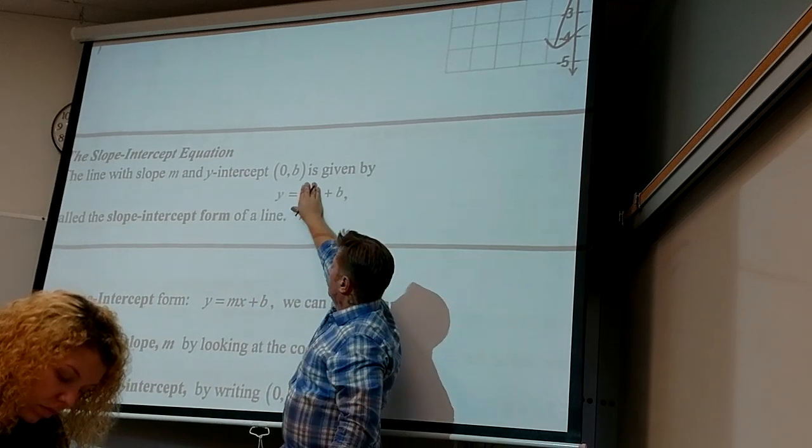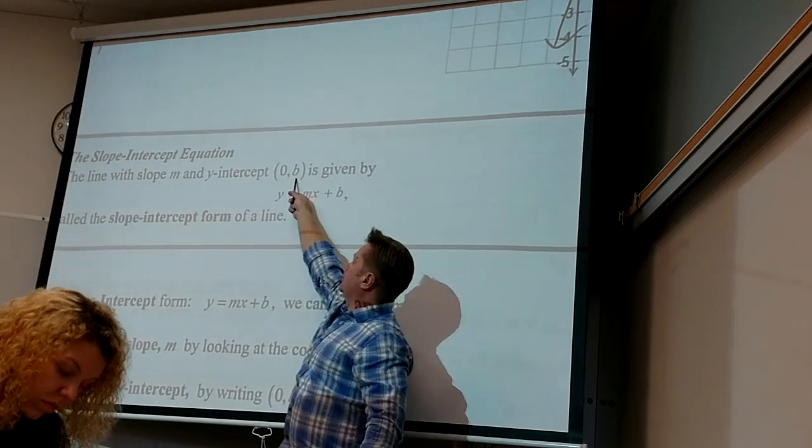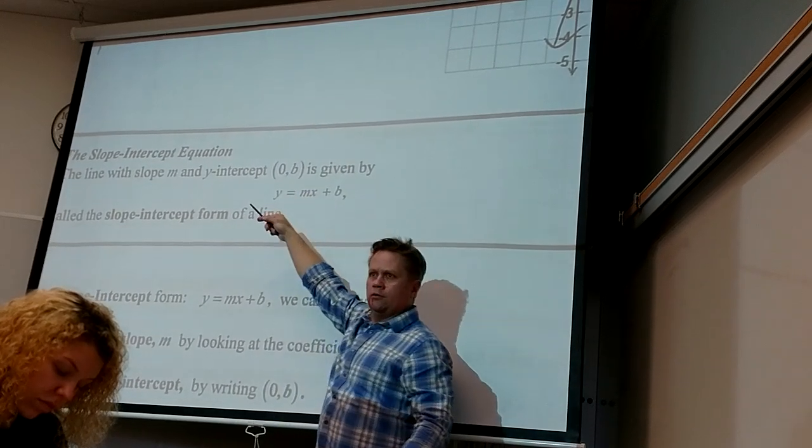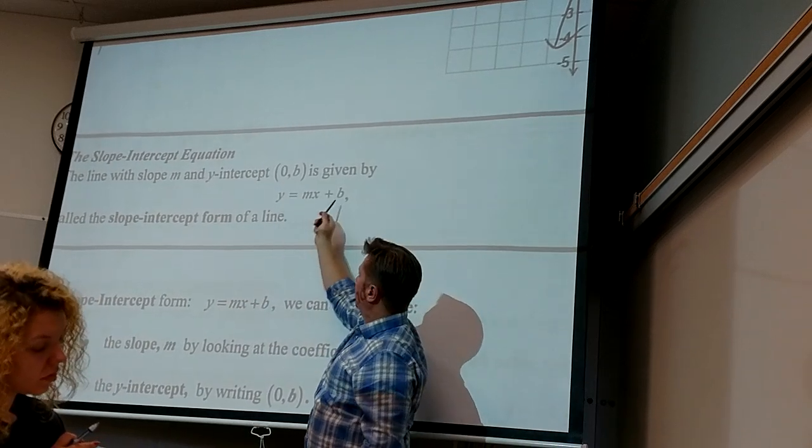So if I put a 0 in for x, what do I get for y? That's why whatever number that is is always going to be the y-intercept, because it's what you get when you put a 0 in for x. That's crazy. So if it's in this form, I can see the y-intercept.